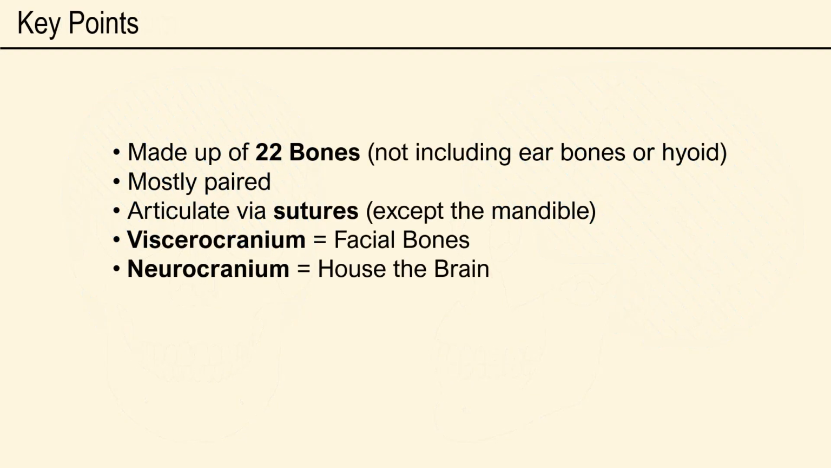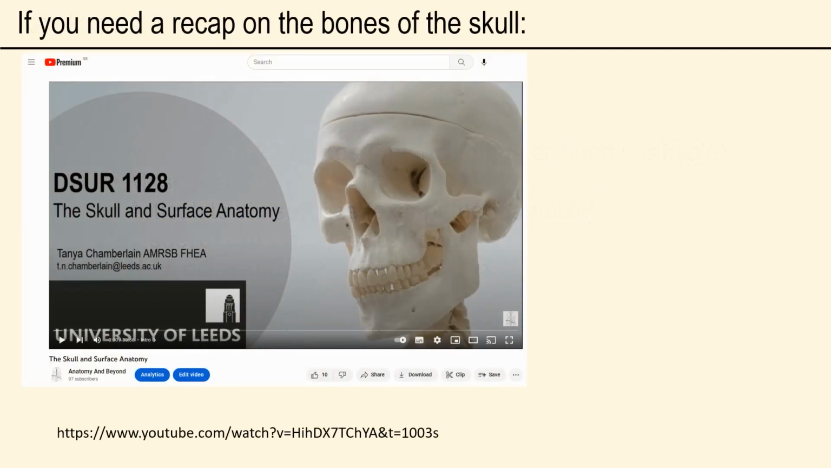So the key points to take away are: the skull is made up of 22 bones, not including the hyoid or the ears. Most of these are paired, and they articulate via something called sutures, except the mandible. We have two parts. We have the viscerocranium, which are the facial bones, and the neurocranium, which house the brain. If you need to recap these bones, please visit this video below for a step-by-step walkthrough of the bones of the skull.